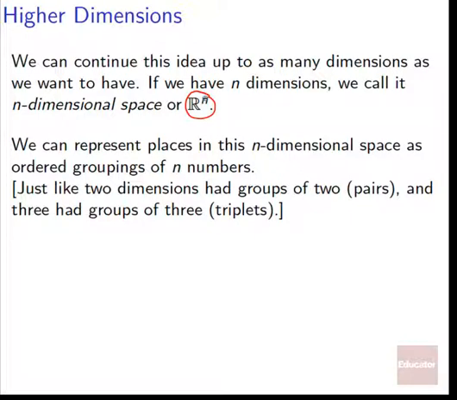We can represent places in this n-dimensional space as ordered groupings of n numbers, right? If we are in 2 dimensions, we go x comma y. If we are in 3 dimensions, we go x comma y comma z. If we're in 4 dimensions, we just put in another one to that grouping, x, y, z, w, or some other symbol. And so we can keep running this up to as many symbols as we want. We can have as many different coordinate locations as we want for whatever our Rn. You give me an n and I can make a coordinate that has n many slots in it to give us a coordinate system.